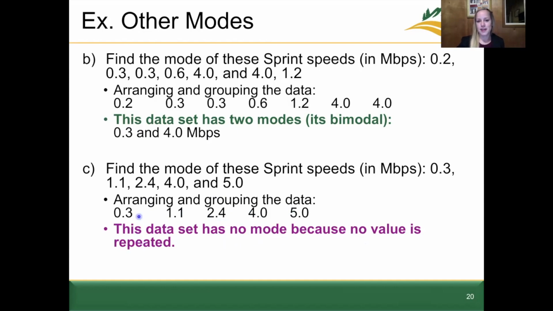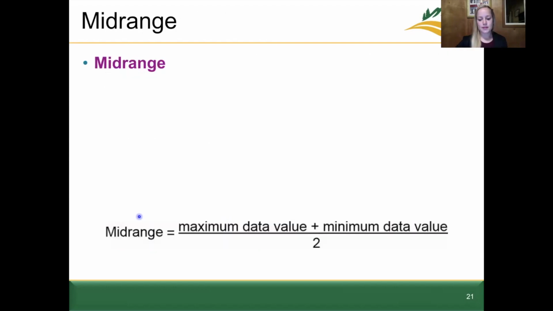So for finding a mode, your data set may have no mode. It may have only one mode. It could have 2 modes, where it's considered bimodal, or it could have 3 or more modes, where it's considered multimodal. Okay, the next measure of center here is our mid-range.